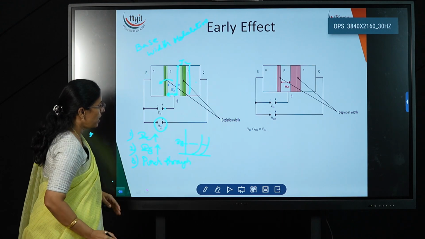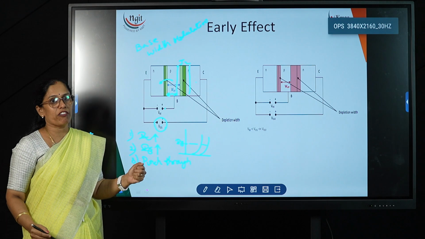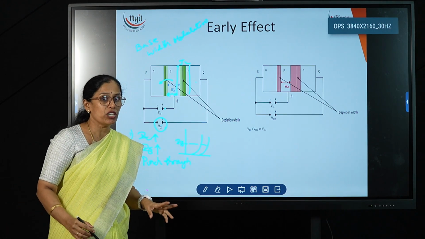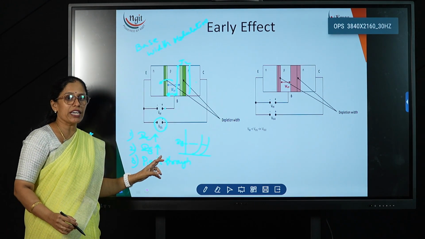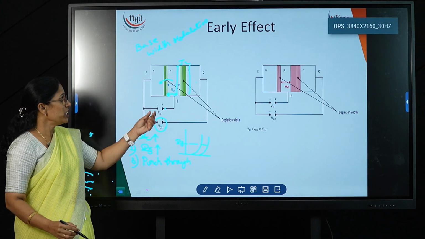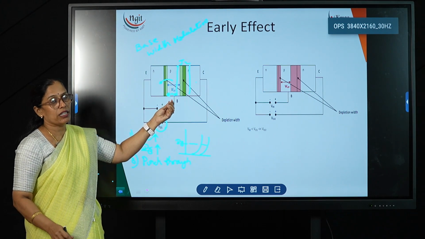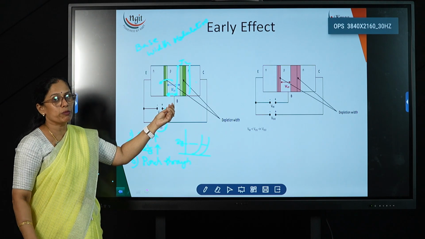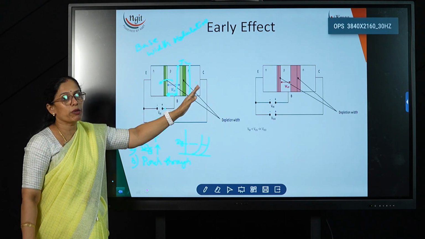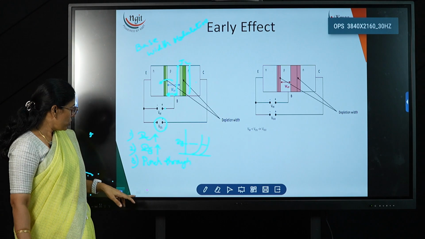So these three are the effects of the early effect. By increasing the output voltage, the IC current is increasing, the IE current is increasing, and the base width is reduced. If the base width becomes 0, then breakdown takes place in the transistor.